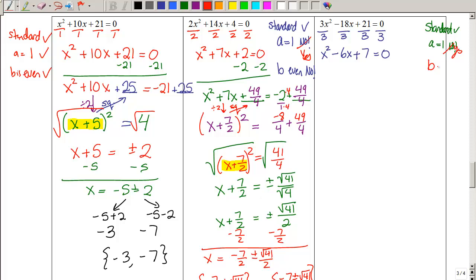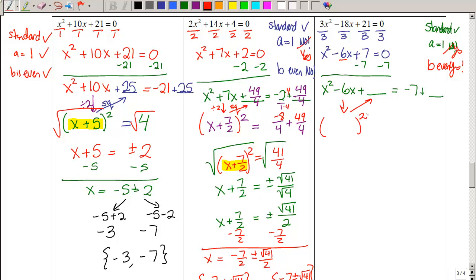Is b even? Well, b is 6 and 6 is even, so this is a yes. So this is a very good candidate for completing the square because a is now 1 and b is even. I'm going to move the constant term, the 7, to the right-hand side, leaving me with x squared minus 6x. Please leave a blank on both sides because we're going to come back and fill that in or complete our square.